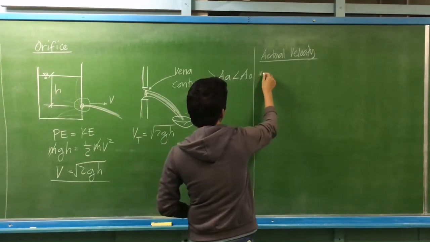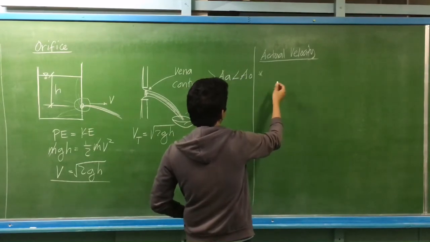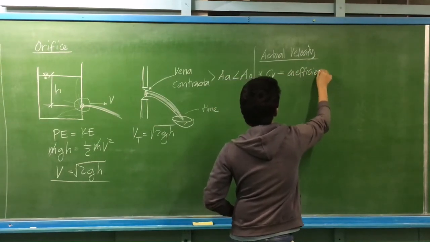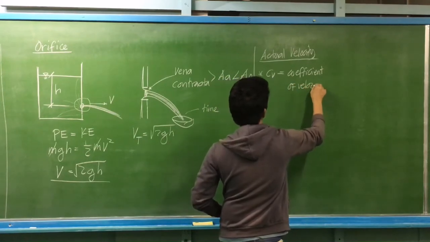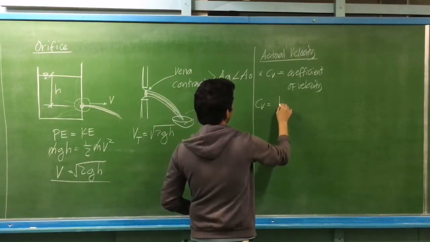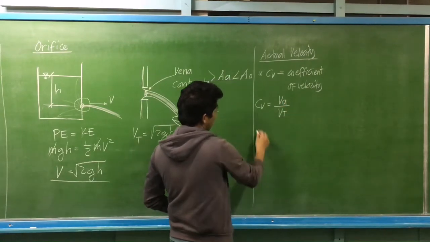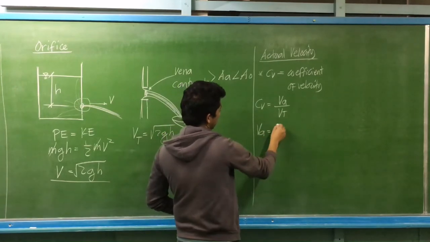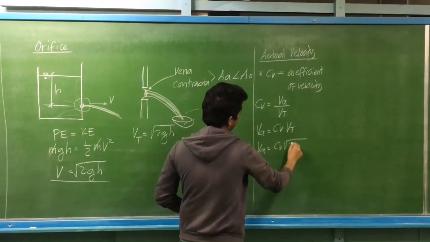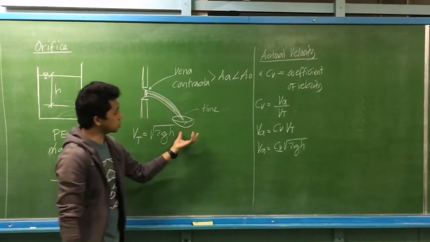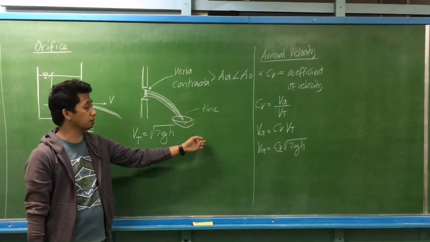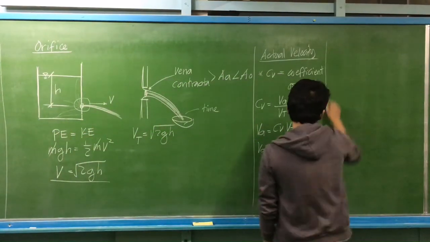We have these coefficients. For the actual velocity, kailangan natin yung C sub V, which is the coefficient of velocity. The value of the coefficient of velocity is the ratio of the actual velocity divided by the theoretical velocity. Kung gusto natin makuha yung actual velocity, this is now equal to C sub V times the theoretical velocity, or actual velocity is equal to C sub V times the square root of 2gh. So again, yung mga coefficients na to, coefficient of velocity, coefficient of contraction, and coefficient of discharge, makukuha through laboratory experiment. Okay? Then we have the actual discharge.